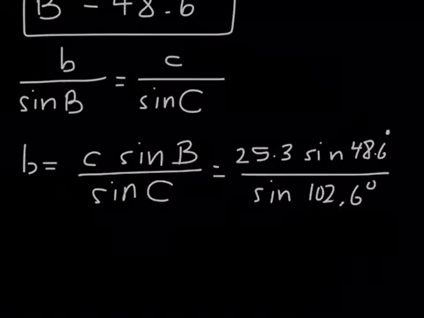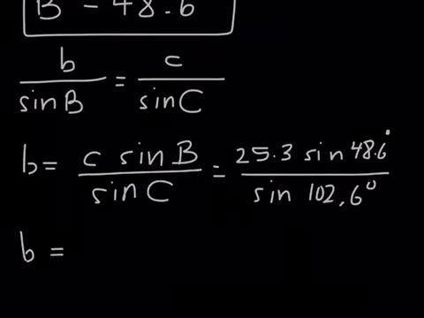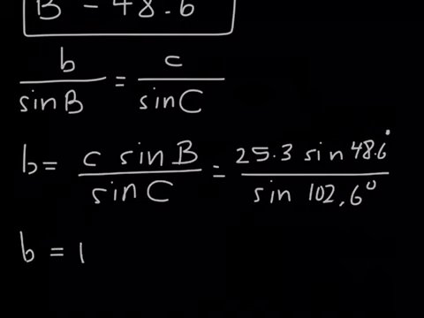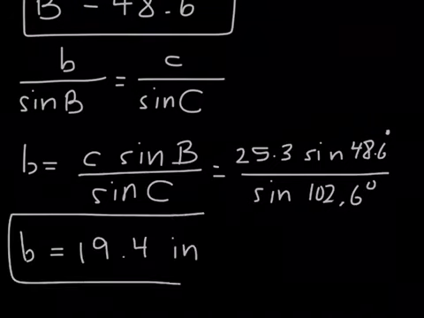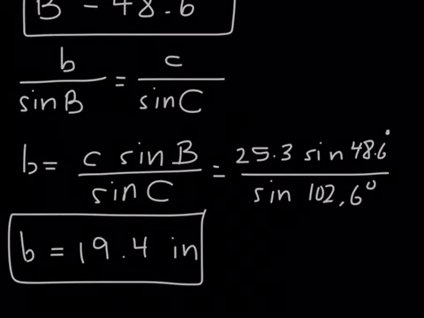All right, cool. So then when you punch all this into the calculator and you round to 3 significant digits, you get that B, side B, is 19.4 inches. Don't forget your units, okay? Inches.